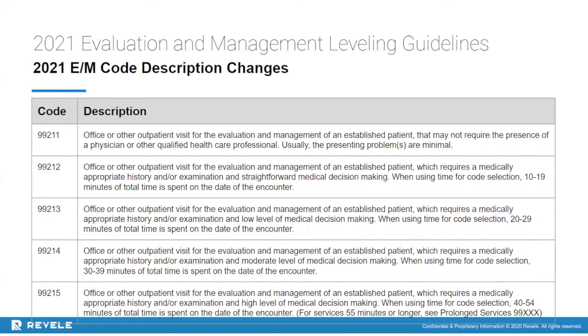99212 is an office or other outpatient visit for the evaluation and management of an established patient, which requires a medically appropriate history and/or examination and straightforward medical decision-making. When using time for code selection, 10 to 19 minutes of total time is spent on the date of the encounter.